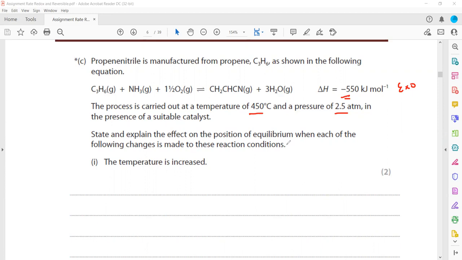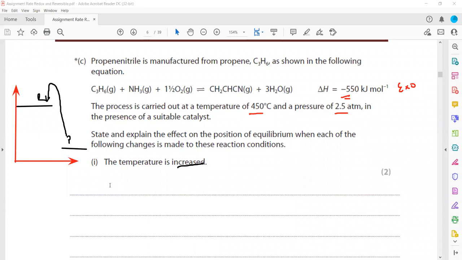State and explain effect on the position of equilibrium when each of the following changes is made to the reaction condition. The temperature is increased. So we have to state and explain effect on position of equilibrium because the forward reaction is exothermic, and for exothermic reaction, if we increase temperature, as we know, the reactants have high energy and the product is having low energy. So when we increase the temperature, means more energy is supplied, so reactant absorb energy and they will form a product. So what will be the effect of increasing temperature?